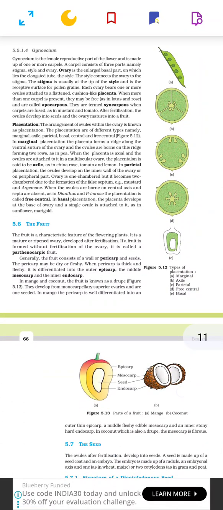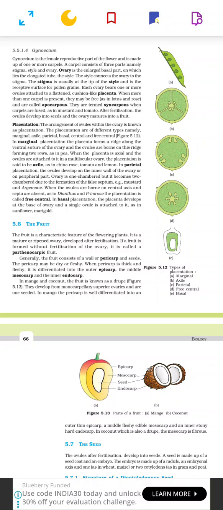It is a mature or ripened ovary developed after fertilization. If a fruit is formed without fertilization of the ovary, it is called a parthenocarpic fruit. Generally, the fruit consists of a wall or pericarp and seeds. The pericarp may be dry or fleshy. When the pericarp is thick and fleshy, it is differentiated into the outer epicarp, the middle mesocarp, and the inner endocarp.